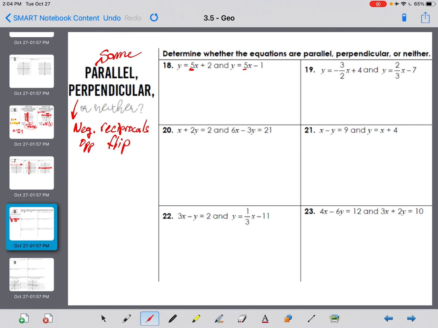Well, when it's in slope-intercept form, it's very easy because the slopes are right in front of x. If the first one's 5 and the second one's 5, that's same. That means they're parallel.